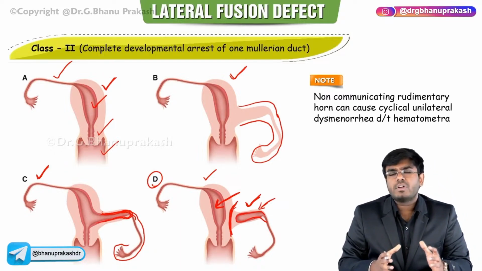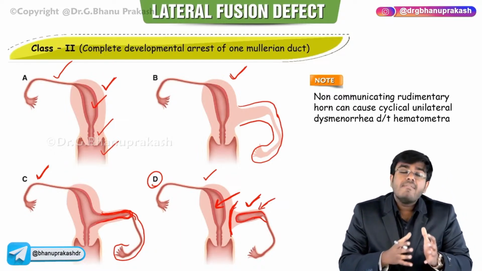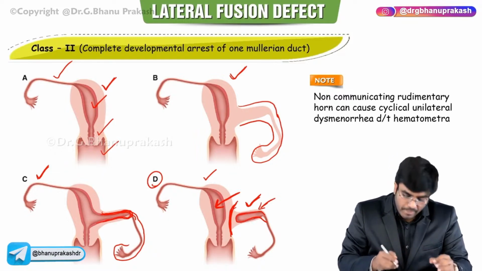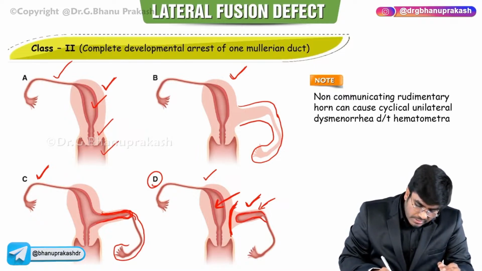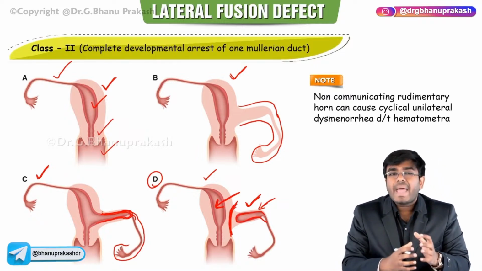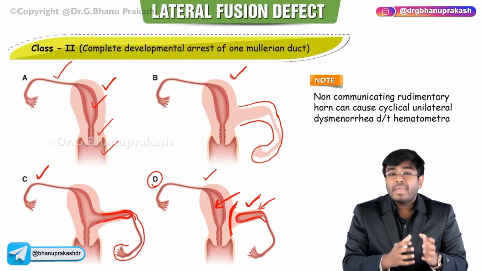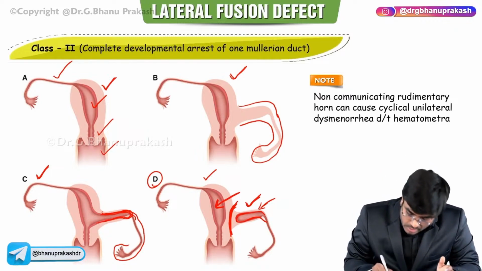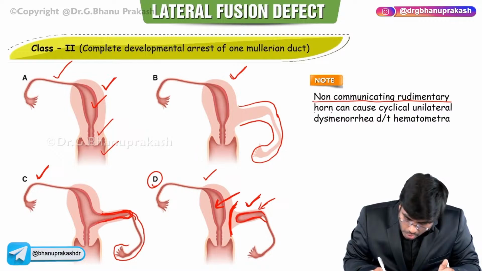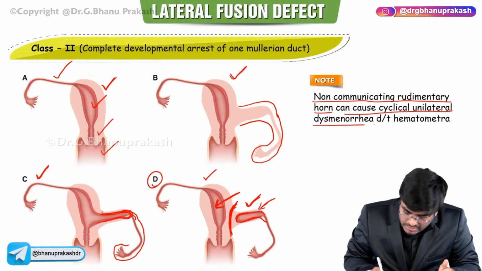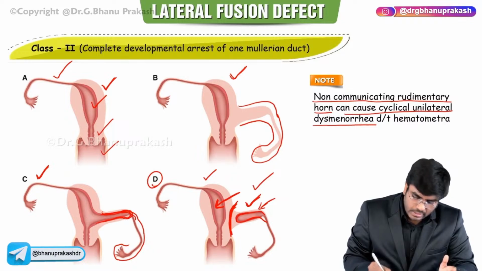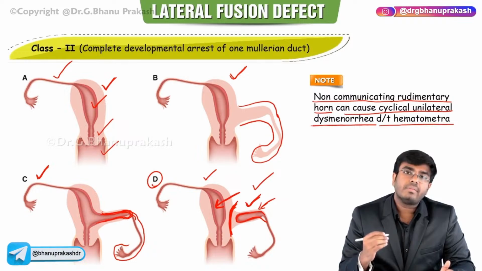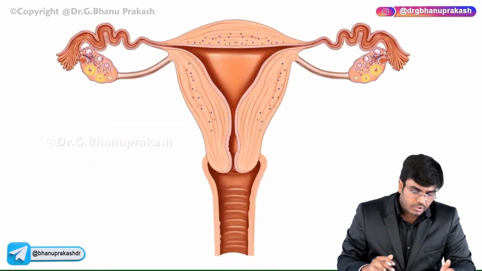Whenever it's not communicating, what's the problem? See, if it's not communicating, every month this functional endometrium will shed and there will be menstruation. But as it is non-communicating, all this blood will accumulate and cause hematometra, that will cause pain. Cyclical dysmenorrhea will be there. So please concentrate here. Non-communicating rudimentary horn can cause cyclical unilateral dysmenorrhea. Okay, unilateral, especially on this side. Unilateral dysmenorrhea due to hematometra. This is something very, very important. So we have seen class 2.